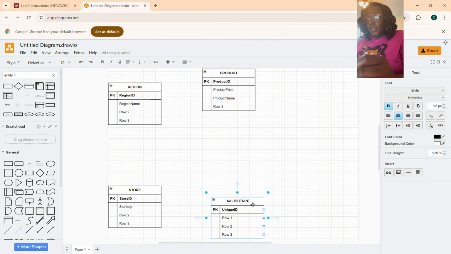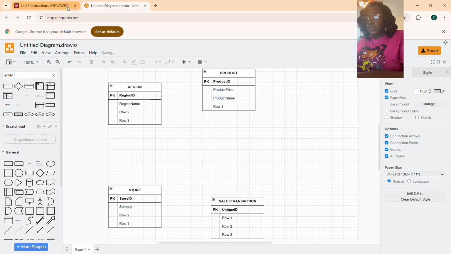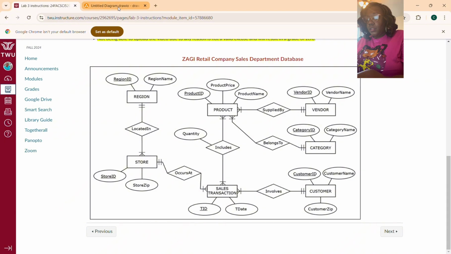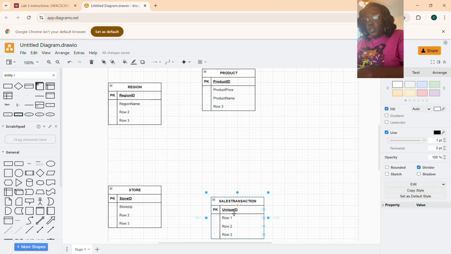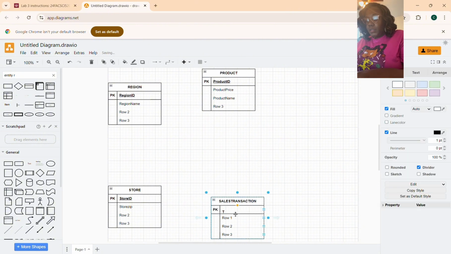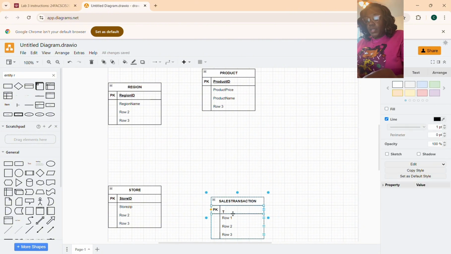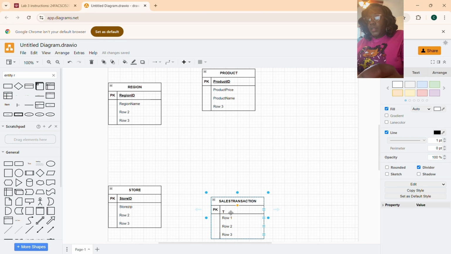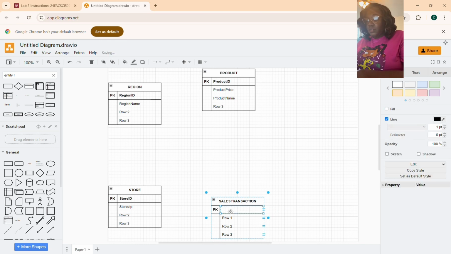All right. And so the attributes for that, the primary key is going to be TID. That does not have to be in capital letters. That one will be TID for that primary key, and then the next one will be TDate.